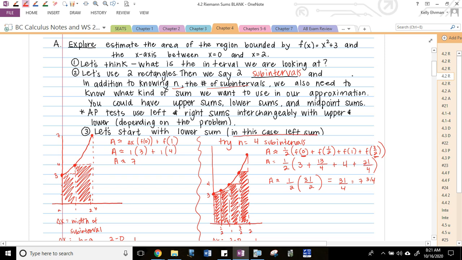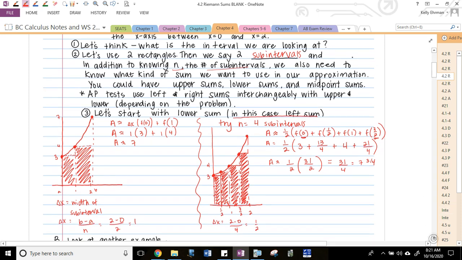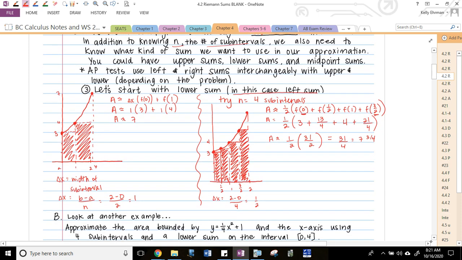So our area with 2 subintervals was like, it's about 7. Now we got a little bit higher, right? Now we're saying, it's about 7 3/4 square units, whatever they are.